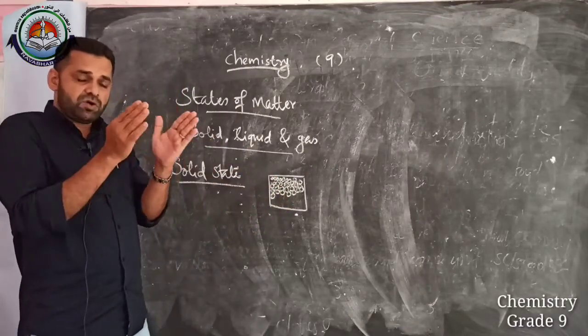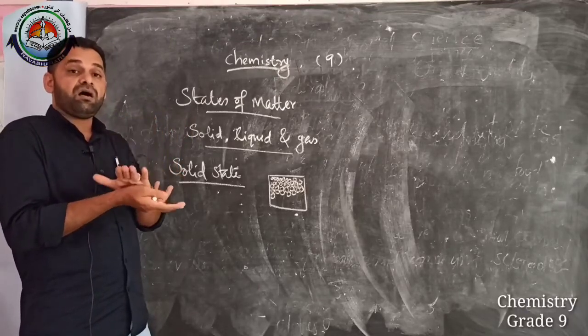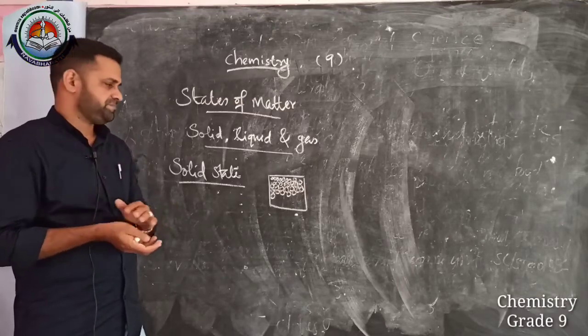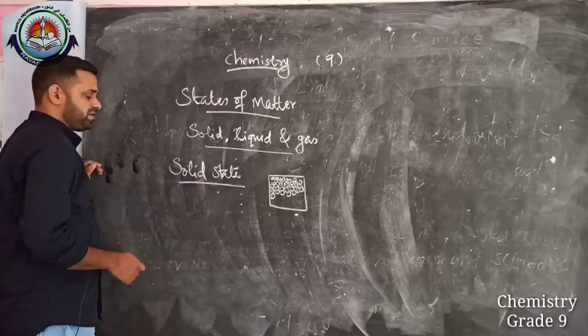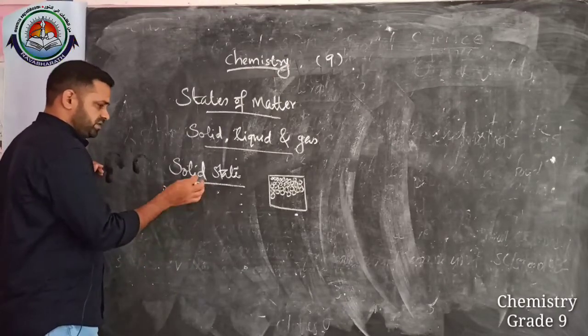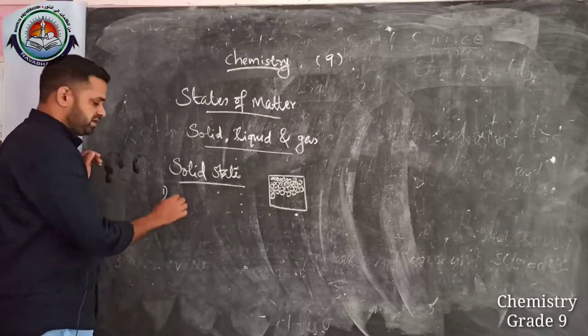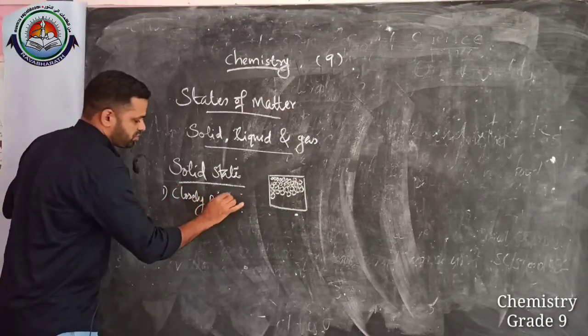If there is no space between the particles, they are what? They are hard and rigid. So, listing out the different properties, the first one is that in solid state the particles are closely packed.